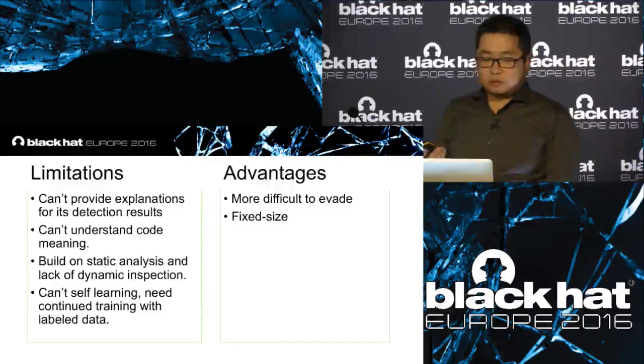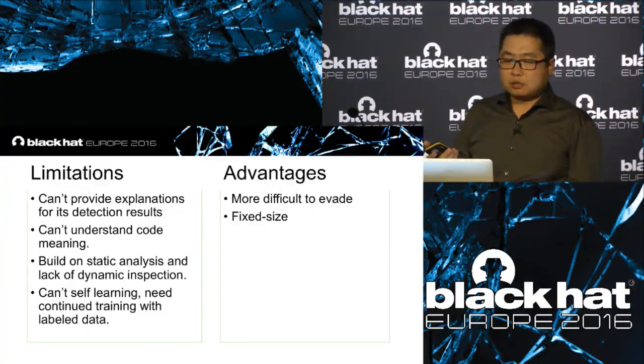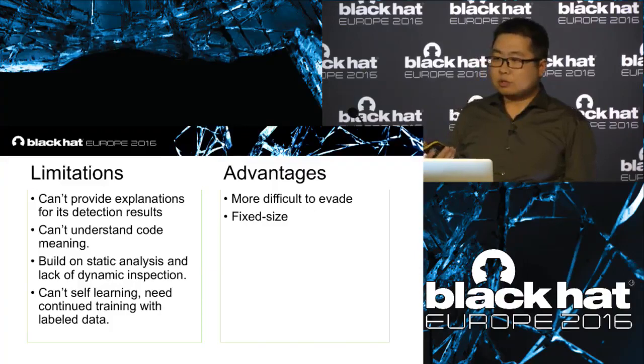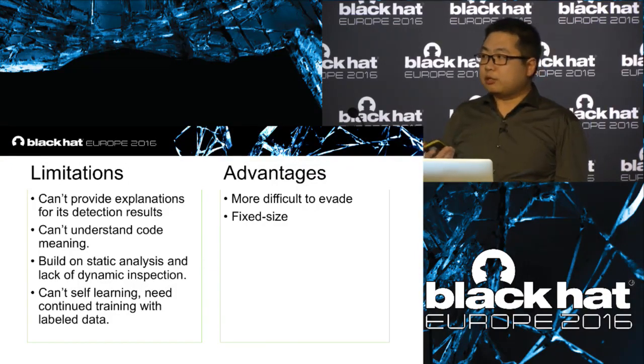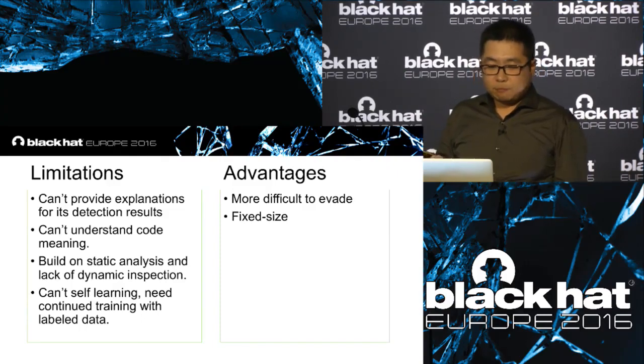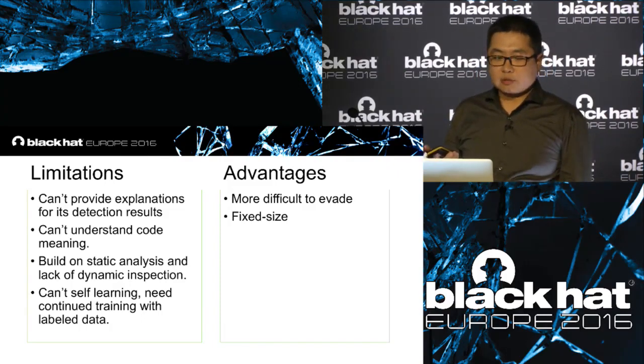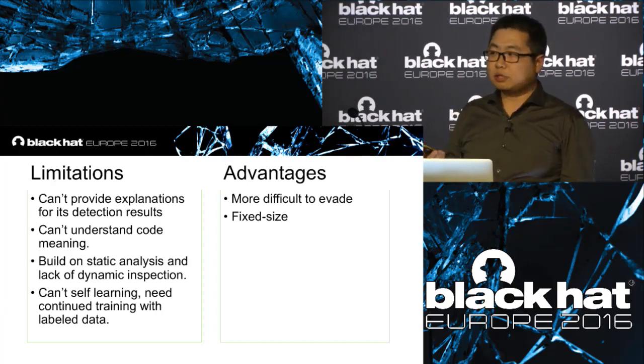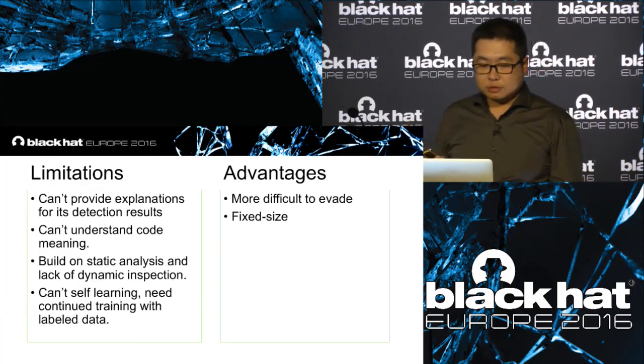Second, our system can't understand code meaning. It's learned in an image recognition way, so it doesn't even try to understand the code meaning. Third, it's built on static analysis and lacks dynamic inspection. And last, it can't self-learn, and needs continued training with labeled data. We have seen it in the last figures.